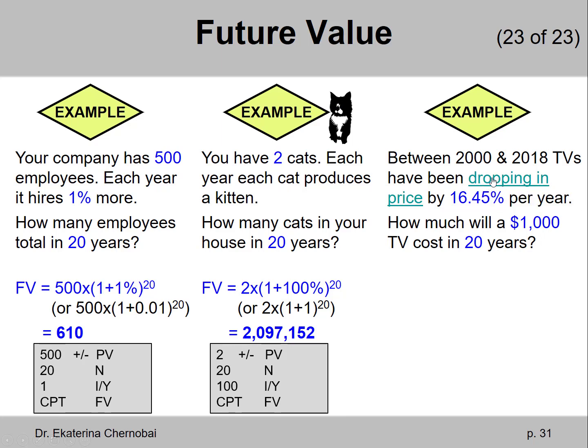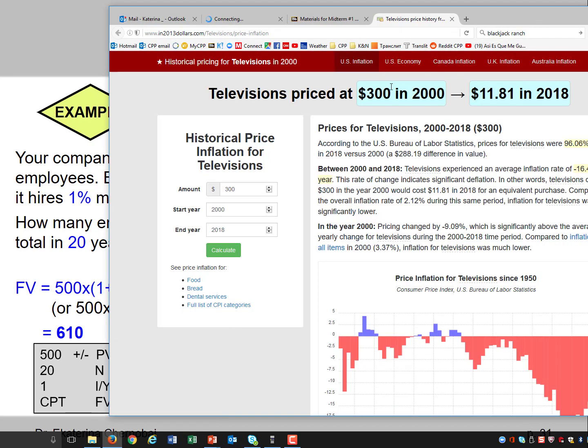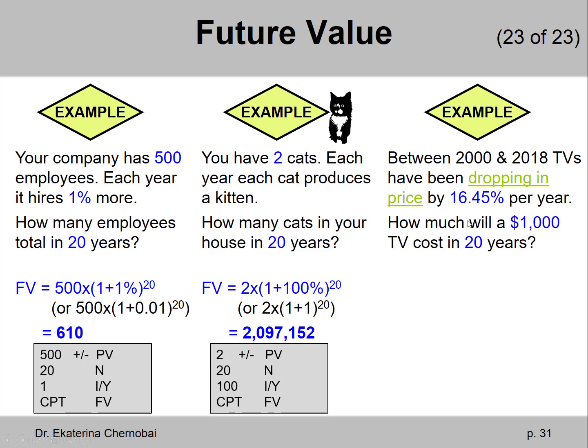In this article here, I read that there was a study done on the price for TVs between 2000 and 2018. And between 2000 and 2018, televisions experienced an average inflation rate of negative 16.45% per year. Negative. So they have been dropping in price. Let's use this information and calculate how much today's $1,000 TV would cost in 20 years.